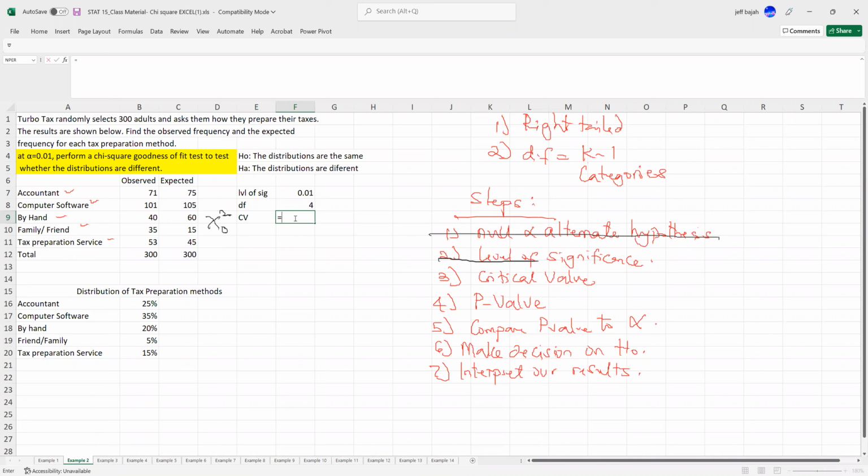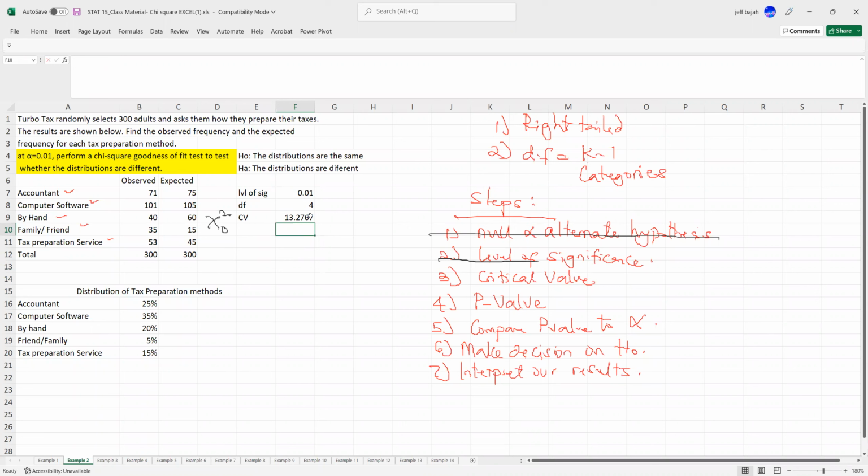So we're going to do that as equal to, you're going to type in your chi-square, right? And it's your inverse right tail. And so it's asking us for the probability, which is 0.01. And then it's asking us for the degrees of freedom. So press enter. And so we got our critical value as 13.2767, right?